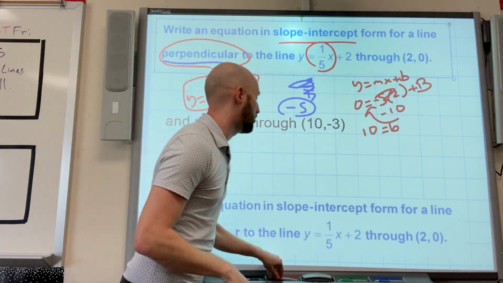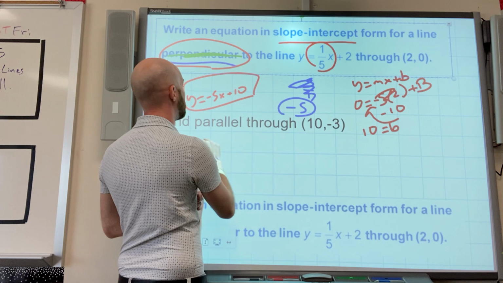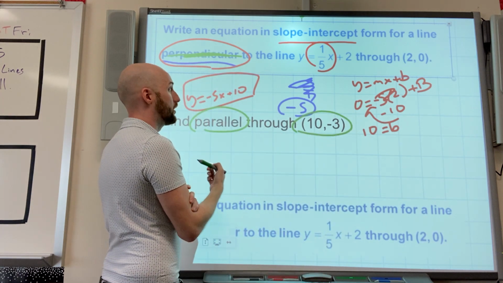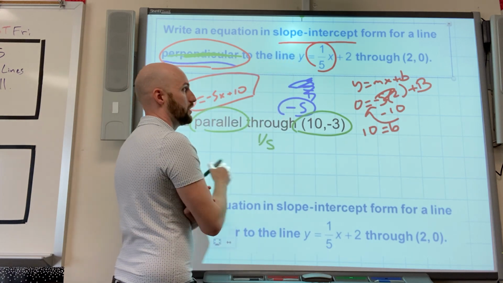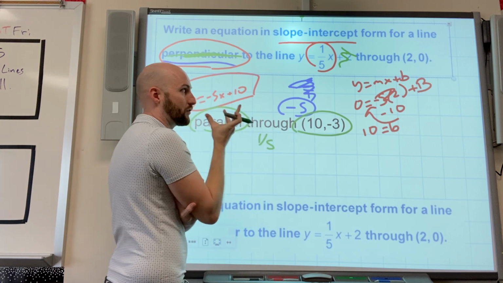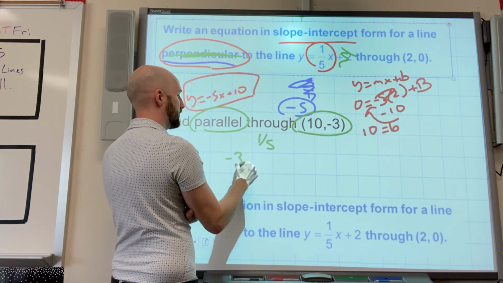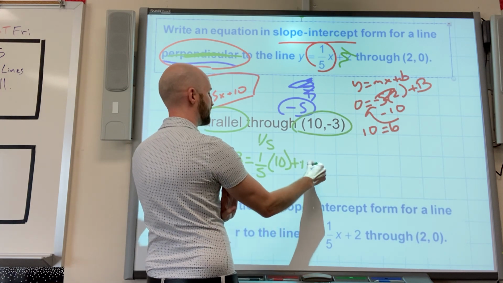Now it says also, same question, but let's pretend instead of perpendicular to that point, it said parallel to this point. Well, parallel means use the same slope. So it means do not change it. You don't even care about this too. I'm just looking at the slope part to know what I need. And I'm going to borrow this point. So the y is negative 3. Here's my slope. Here's my x plus b.